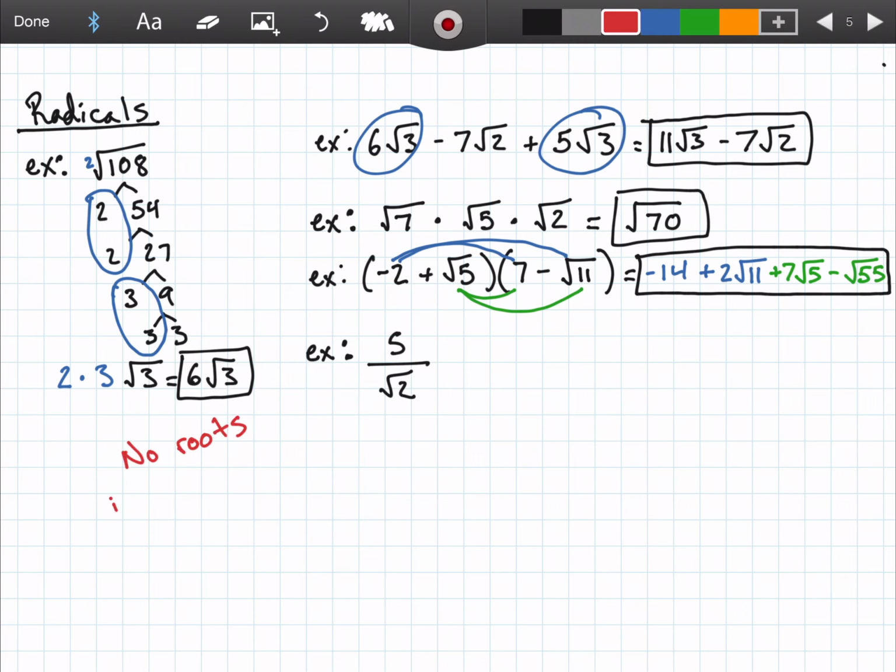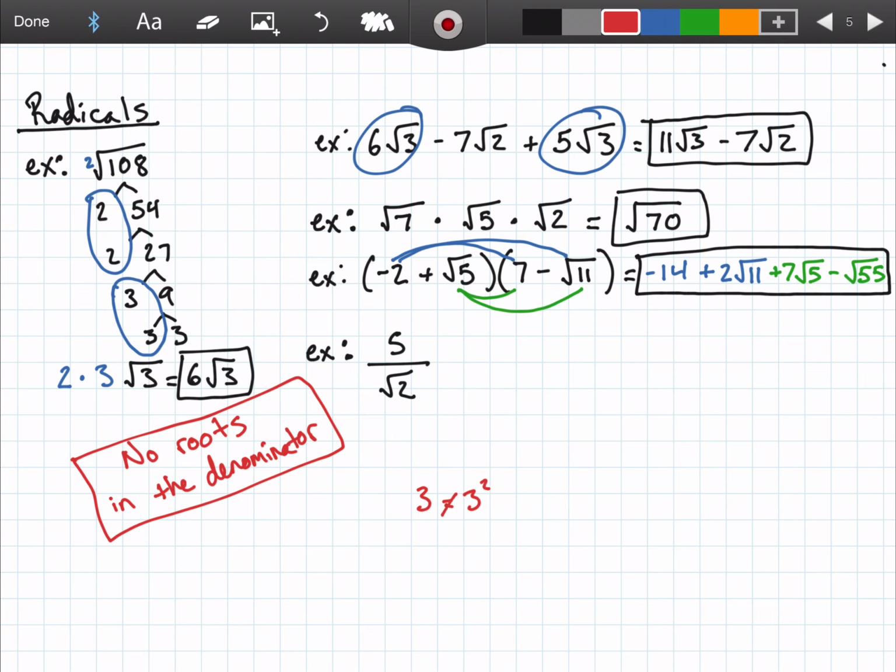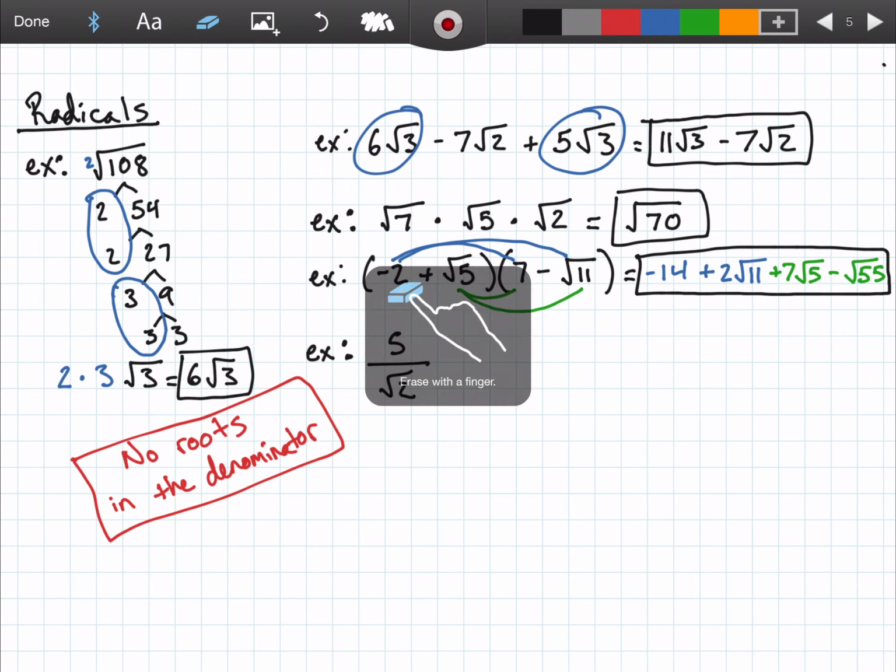No roots in the denominator. Nonezo. We were donezo, now it's nonezo. So a lot of you, when we first learned this, you're like, oh, we're going to square it because that gets rid of the square root. You're wrong, because squaring a number changes its value, okay? 3 does not equal 3 squared. 2 different numbers. So I can't just go squaring something.